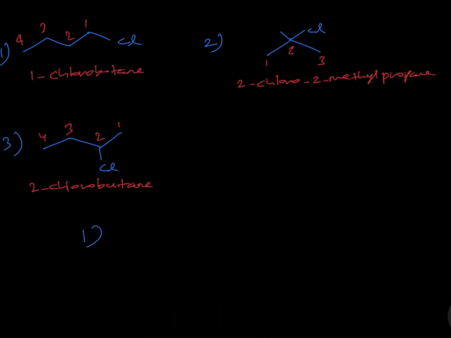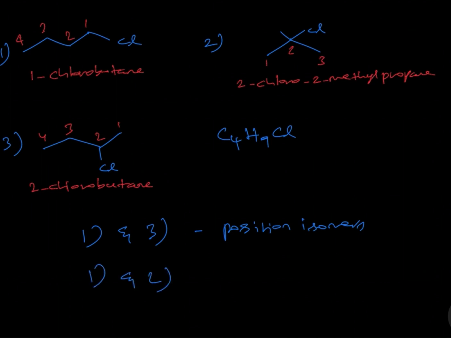The molecular formula is also the same, chain length is the same. Okay, the molecular formula in all the 3 cases is C4H9Cl. So how about 1 and 2? 1 and 3 we already mentioned that they are position isomers. How about 1 and 2? 1 and 2 are chain isomers, they are not position isomers, because the chain lengths are different.